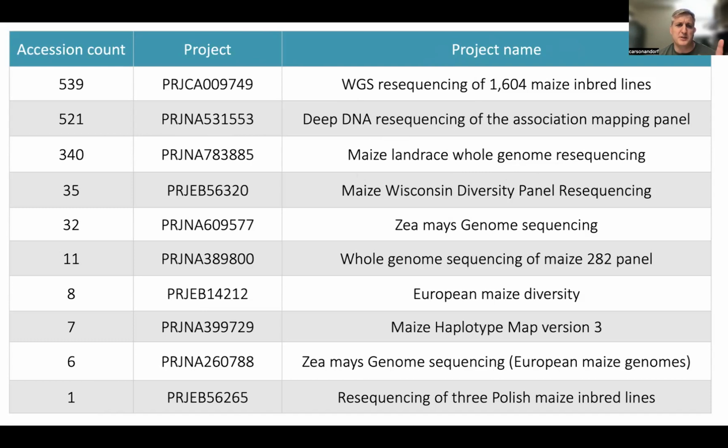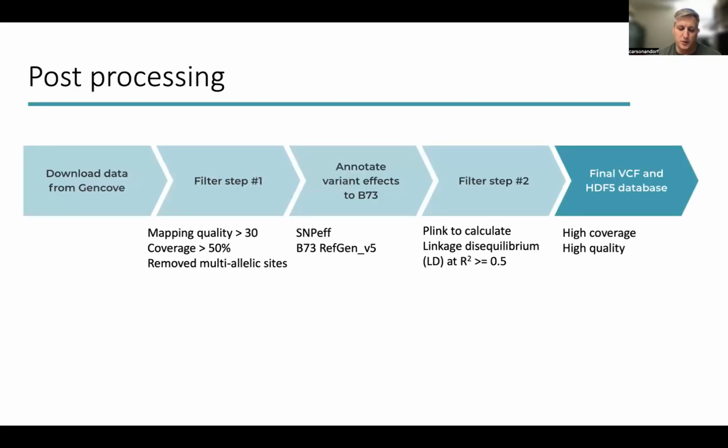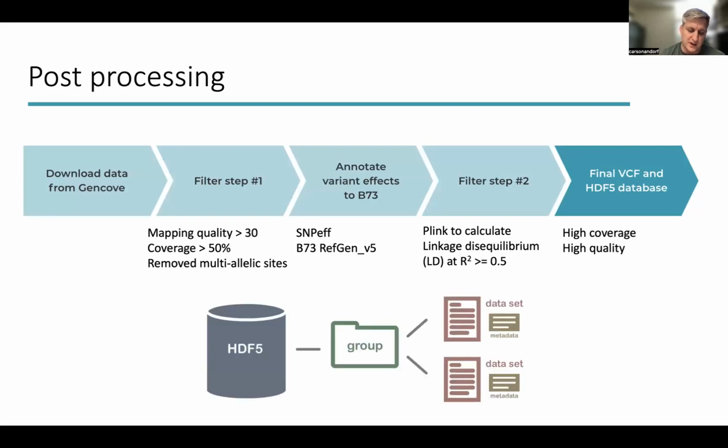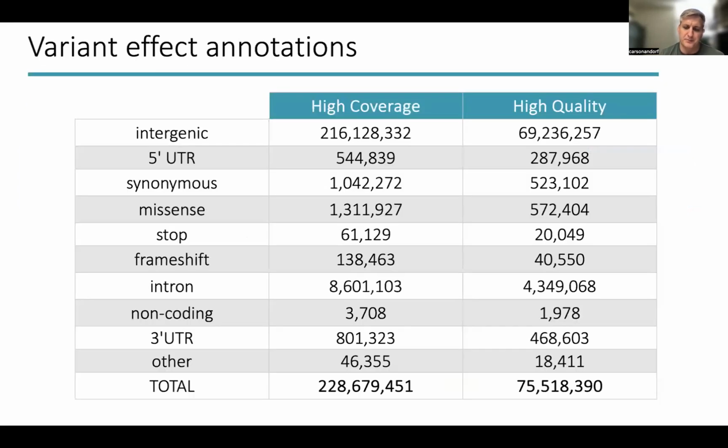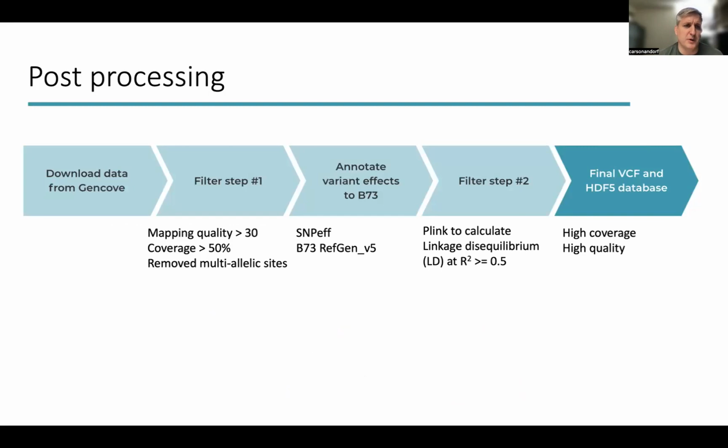So what we did, we gave these accessions to GenCove, they were able to do the variant calling for us, and we were able to download the data. So it was a really large VCF with no initial filtering. We wanted to be able to offer a large data set that others could do their own filtering on, but also where we can look at and control some initial filtering steps.